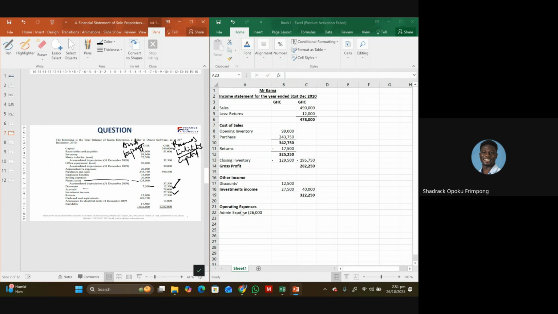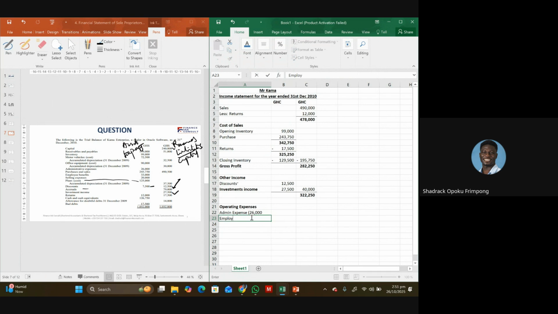The admin expense. I remember the additional information said something about the admin expense. So it means an adjustment will be made to the figure. That is why I brought the 26,000 here instead of recognizing it here. Do you get it? Yes, please.